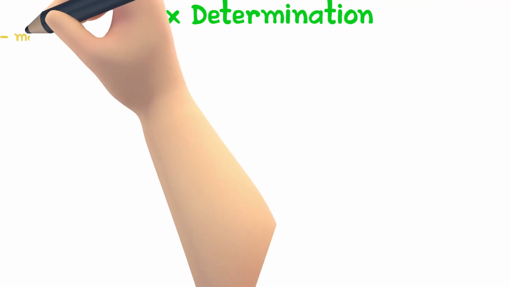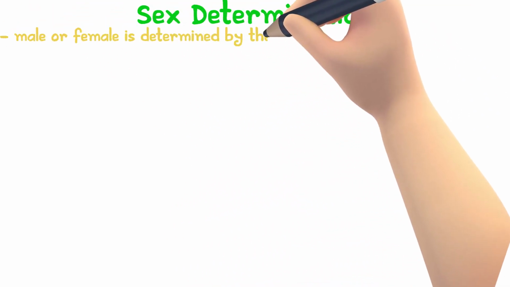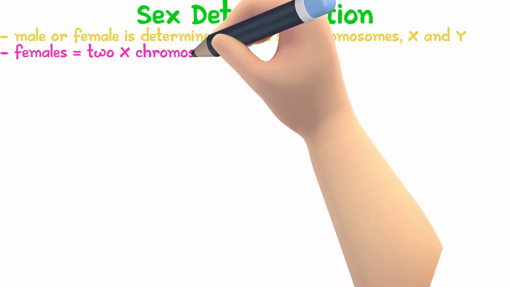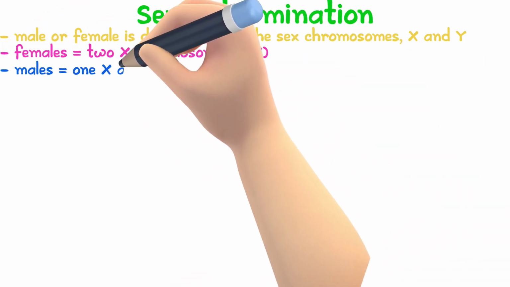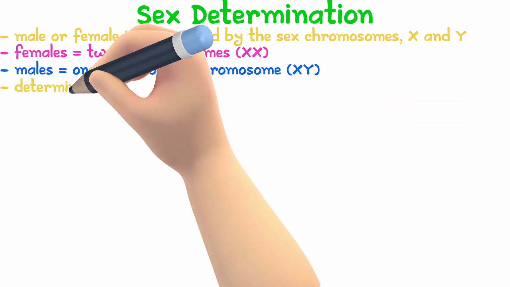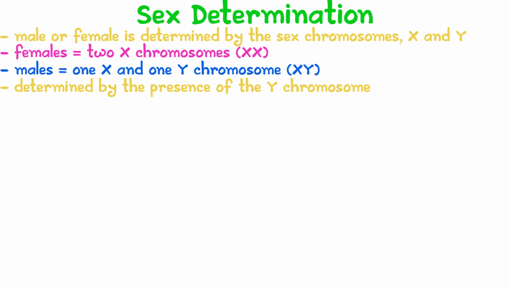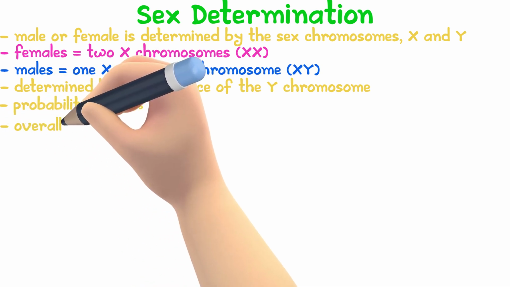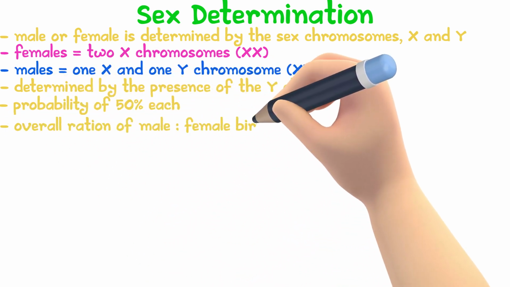Our sex, male or female, is determined by the sex chromosomes X and Y. Females will have two X chromosomes and males have one X and one Y chromosome. So this means our sex is determined by the presence of the Y chromosome. The inheritance of sex happens at a probability of 50% each. The overall ratio of male to female births is 1 to 1.